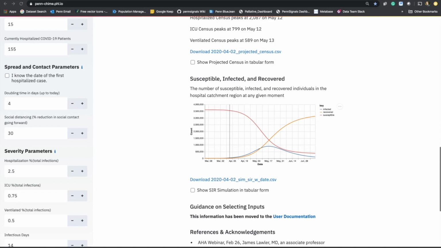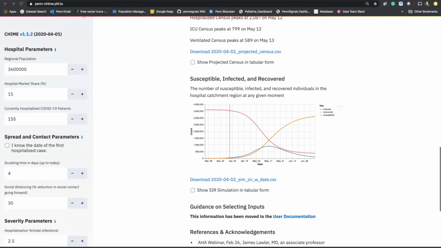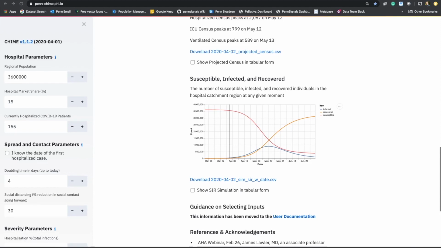Okay, we're going to walk through the parameters driven by a scenario from our downtown hospitals. We have three downtown hospitals that serve a 4-county region. If we take those 4 counties, look up U.S. Census, we'll find that there's about 3.6 million people that our health system serves in those counties.